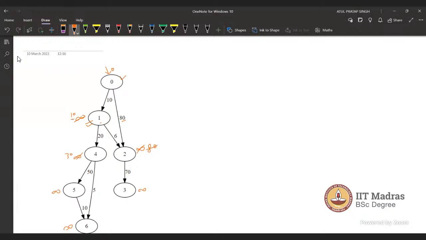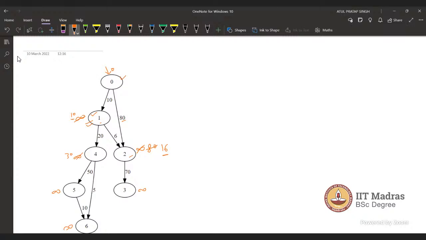So we will update this, so it becomes 16. Okay, so now this node is visited. Now we have visited nodes 0 and 1. Now once again we move to the next node. Which one has the minimum distance? This 16 has the minimum distance among the remaining unvisited nodes, so we will select it, node 2.